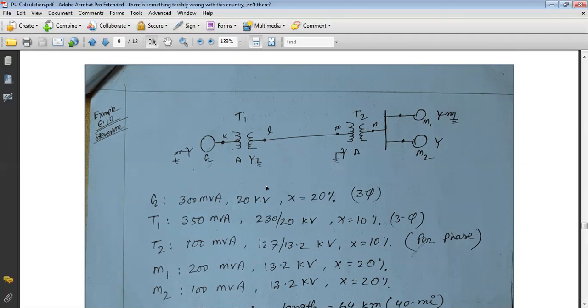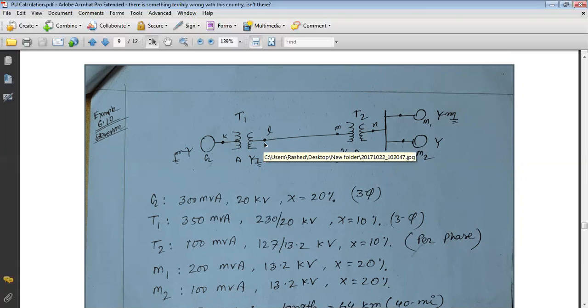Very simple. VB1 is 20 kilovolt. E2 is 230, that is the secondary high voltage portion, and E1 is 20. So 20 into 230 by 20. The 20 is eliminated, and the final base voltage is 230, because E2 is 230 and E1 is 20. So E2 by E1, that is 230 by 20, into VB1, and VB1 is 20. So the 20 is eliminated, and the result is 230 kilovolt.